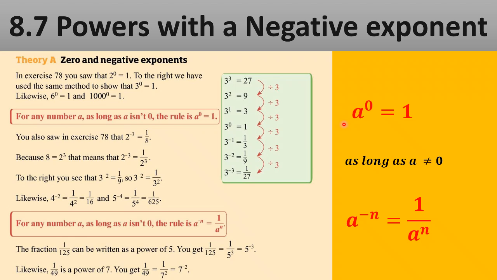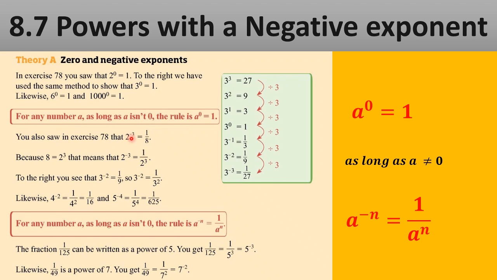0 to the power of 0 is a bit complicated, so they leave that out here. Some mathematicians say that's 0, some say it's 1. So we don't take a look at what happens when this number is 0. But when the exponent is 0, then you get 1, for every number a as long as it isn't 0.